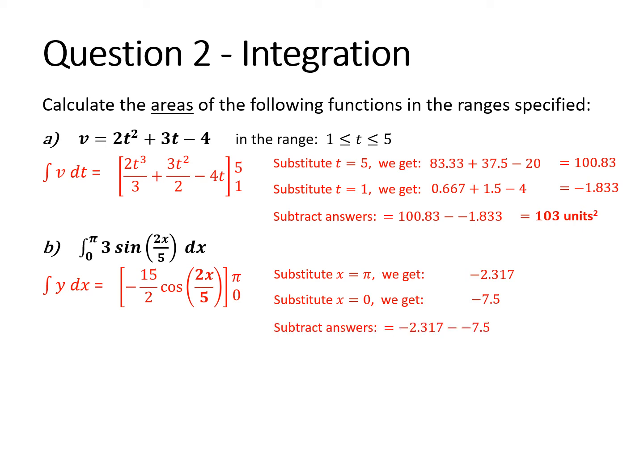Now once you've got your two answers, you can now subtract them. So minus 2.317 minus minus 7.5, again we get another double minus, so it's a plus, and we get an answer of 5.18 units squared.